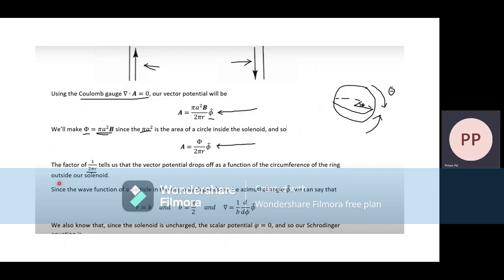Since the wave function of the particle in the ring only depends on the azimuthal angle, which is phi cap, we can say that r equals b and theta equals pi by 2, and the gradient is 1 over b d d phi, in the phi cap direction.